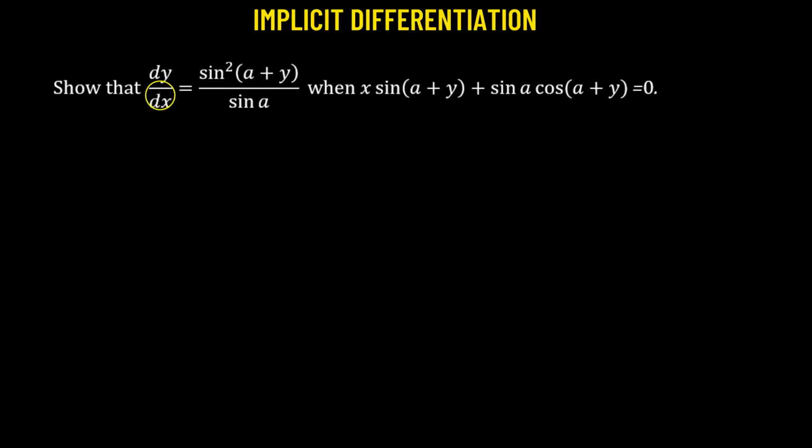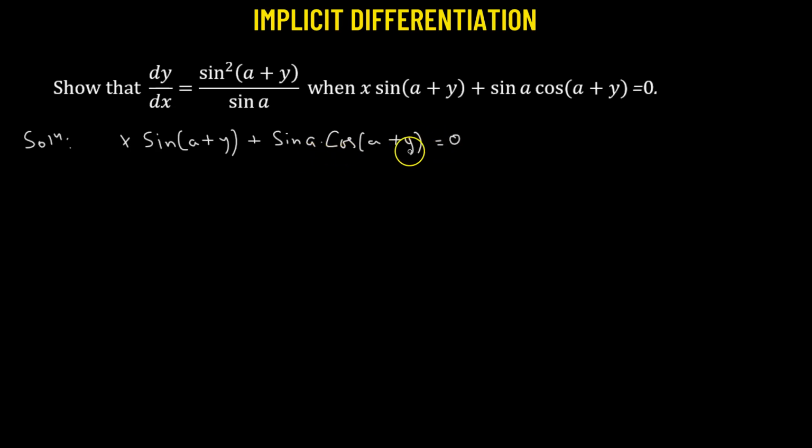So in this problem, we need to show the derivative of y with respect to x is given by sine squared of a plus y divided by sine a, whenever we have an implicit function. So let's begin with this particular implicit function. We have x times sine of a plus y plus sine a multiplied to cosine of a plus y. This is equal to 0.